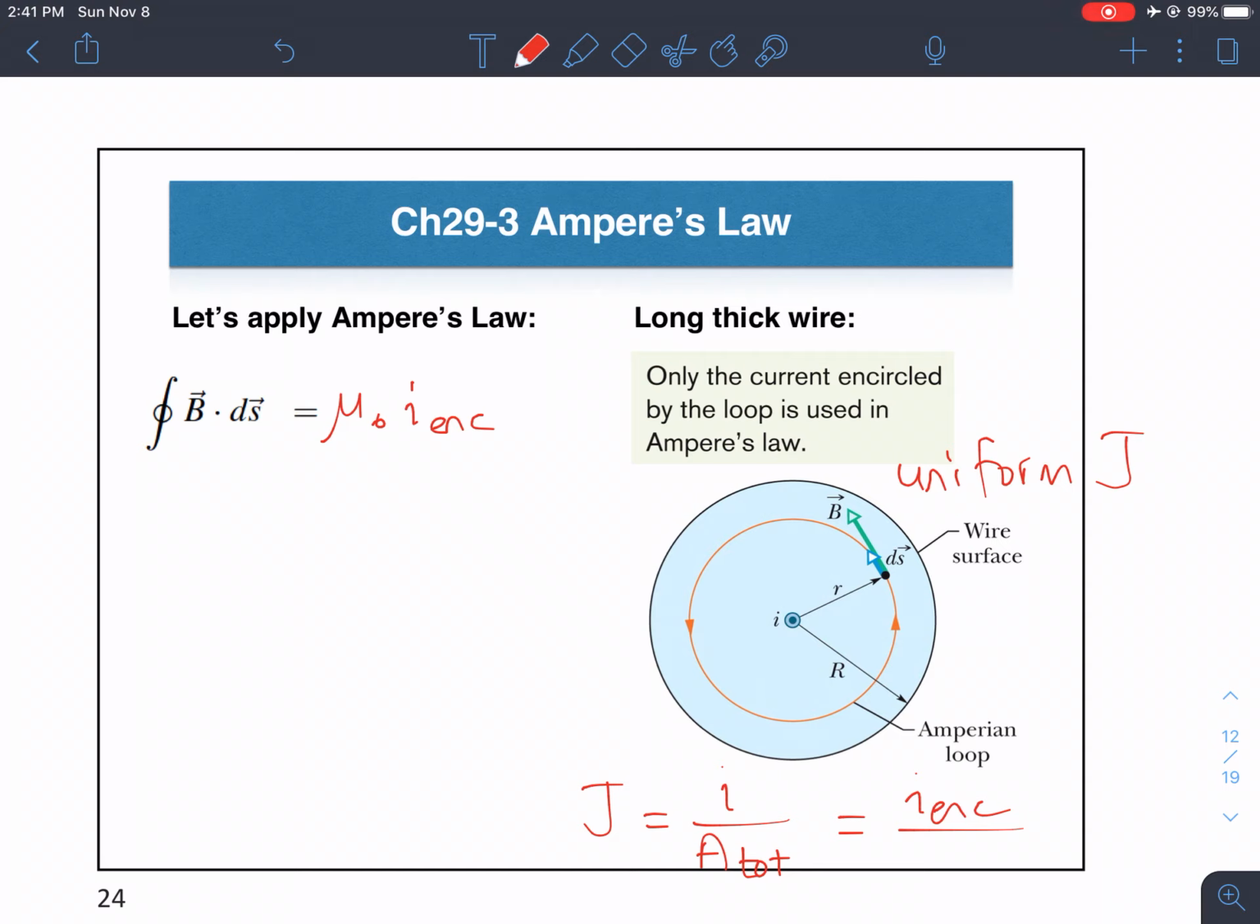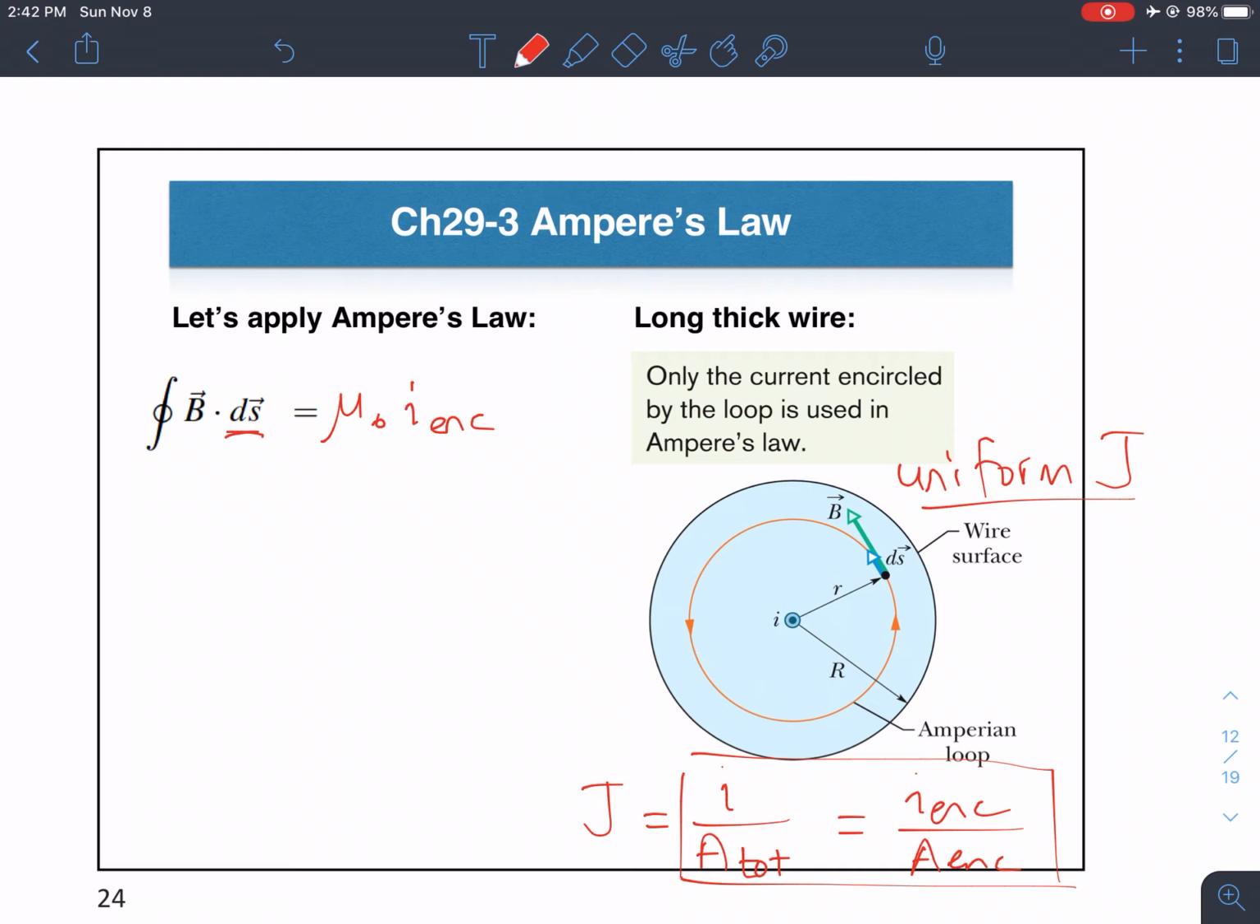I don't want you to confuse this. This is not an area, that is a path integration. In Ampere's law, we are doing this integral over a path, not an area. But to figure out I enclosed on the right side of that equation, I need to think about current density. Since current density is uniform in this specific case, I'm going to use the current density definition and find the effective, or enclosed, area, and use this ratio to relate the current to the enclosed current.